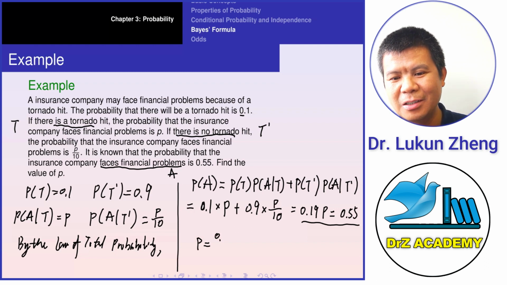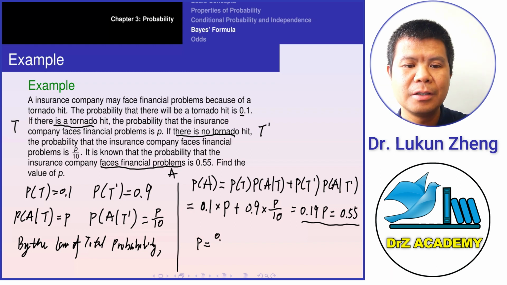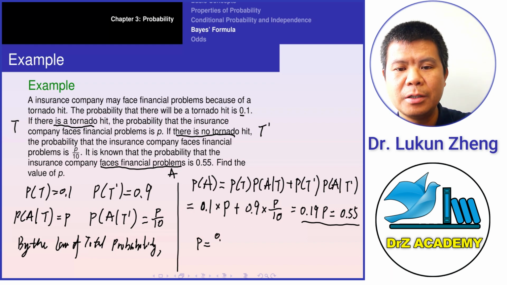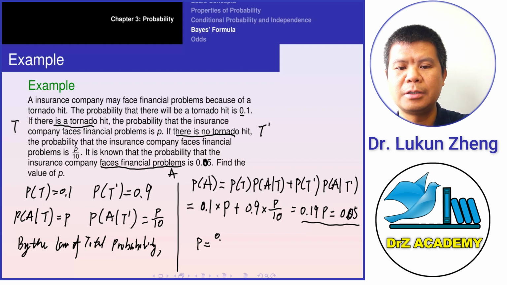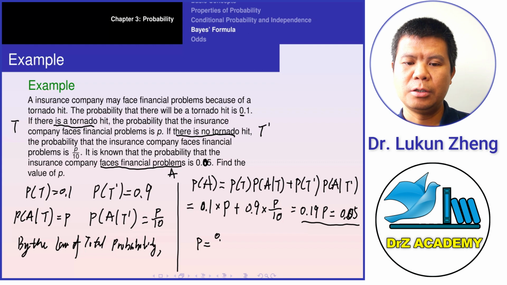0.19 times P. This is not a good problem, right? Instead of 5, let's say this is 0.5. All right, so 0.05. So P equals what? 0.05 over 0.19. All right, so that's going to be 5 over 19. Okay, 5 over 19.